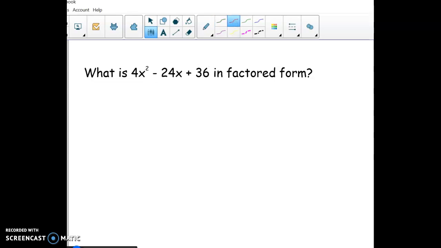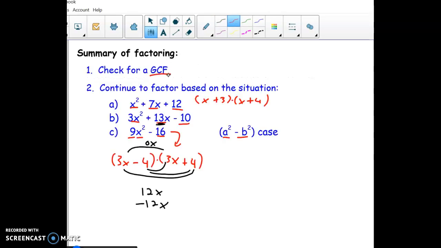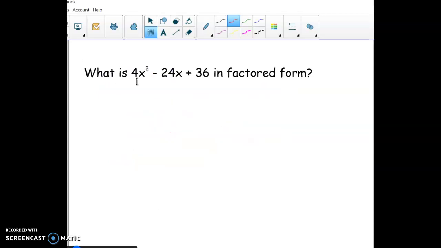Alright, so hopefully you remembered GCF first, right? Because you might be tempted to think I have to do this long factor. But if you realize, hey, I can actually factor out the 4 out of all of these, pull it to the front, then I can avoid having to do long factor.